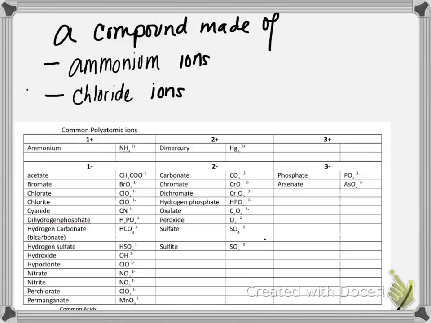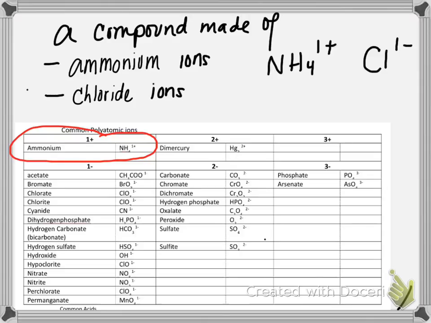Okay, let's look at a compound made of ammonium ions and chloride ions. Again, just as before, we write the ions and their charges. And we realize that ammonium is not an element, so we know we have to go looking. Ammonium is right here, one of those very rare polyatomic cations. So ammonium's NH4 1+. And the chloride ion is, of course, Cl1-.